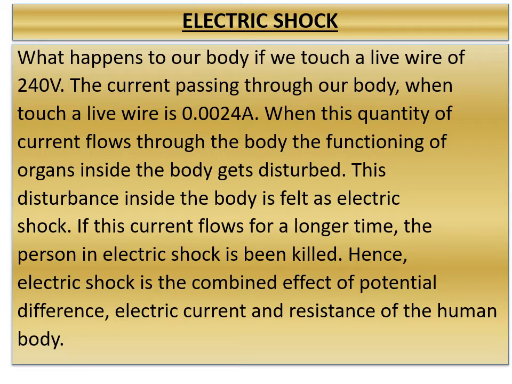Now just remember in this way, the current passing through our body when we touch a live wire is 0.0024 ampere. When this quantity of current flows through the body, what happens? The functioning of organs inside the body gets disturbed. This disturbance inside the body is felt as electric shock.